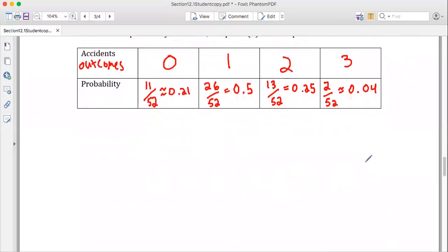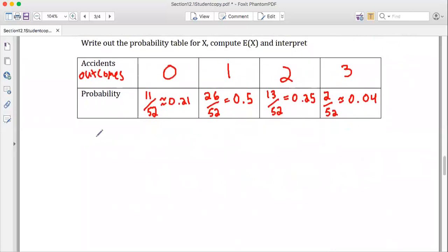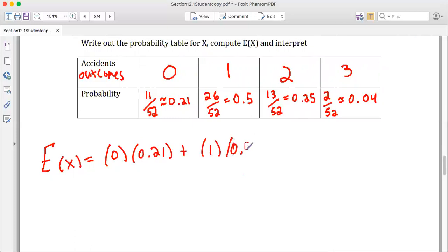Now that I have my probability table, I want to find the expected value. Remember, for expected value, I take an outcome and multiply by its probability. So outcome 0 times its probability 0.21, plus outcome 1 times its probability 0.5, plus outcome 2 times its probability 0.25, plus outcome 3 times its probability 0.04.